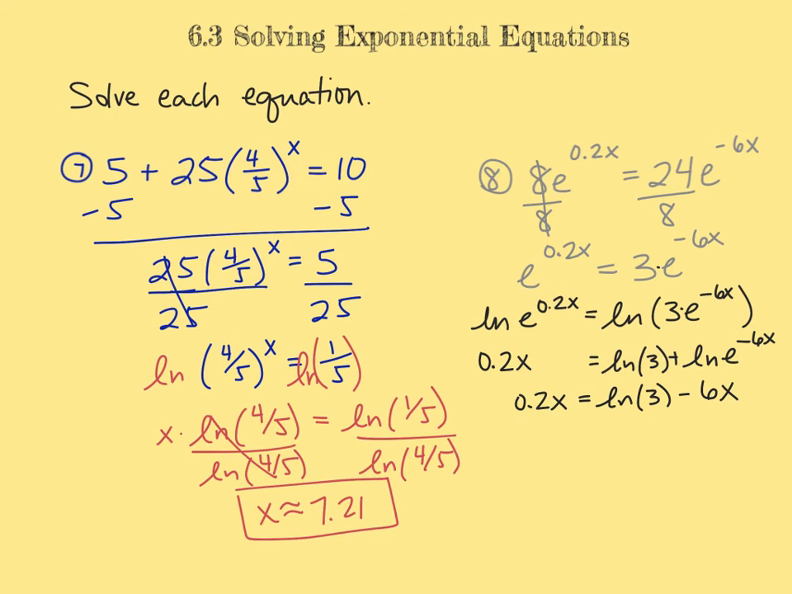So I'm going to add 6x to both sides, so we'll have 6.2x equals the natural log of 3. Dividing both sides by 6.2 gives us the natural log of 3 over 6.2. And putting that into our calculator will give us approximately 0.18 when we round.